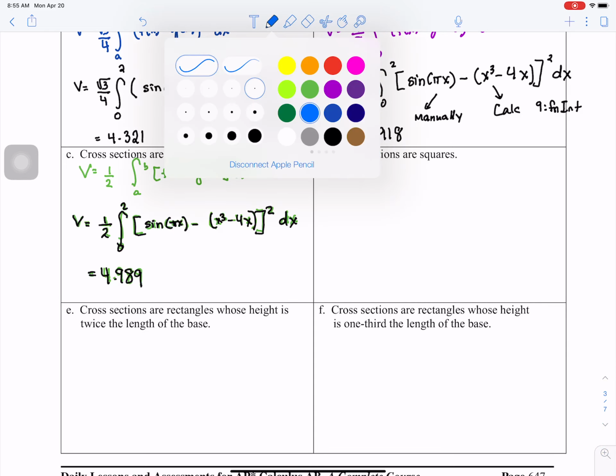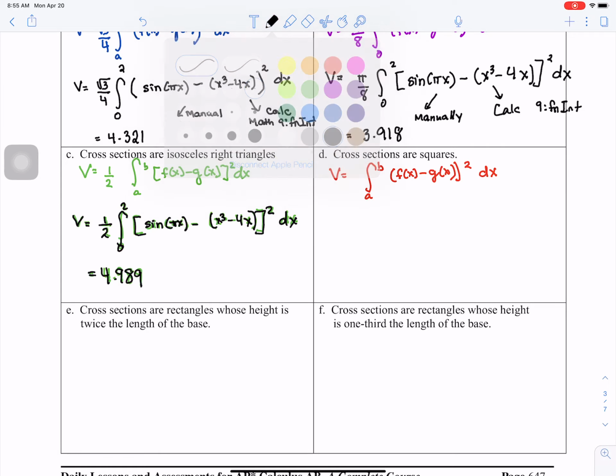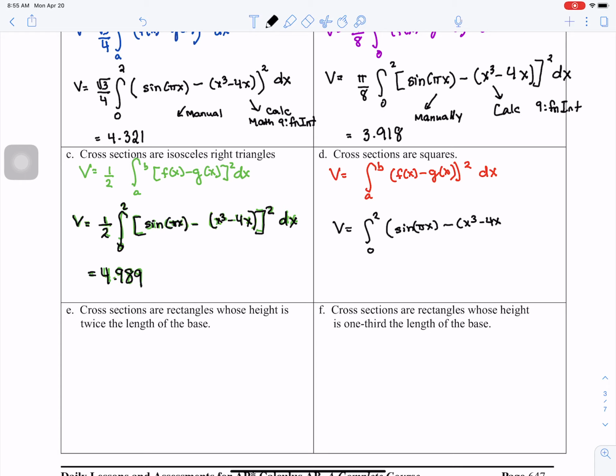Now my last formula, if the volume was a square, we would have integral from a to b, f of x minus g of x is my base. It's a square, so the height is the same thing, dx. So we work that out. Volume would be from 0 to 2. F of x is sine pi x minus g of x is x cubed minus 4x, integrate with respect to x. And again, when you do that either manually or on your calculator, you get 9.978 if you've done that correctly.